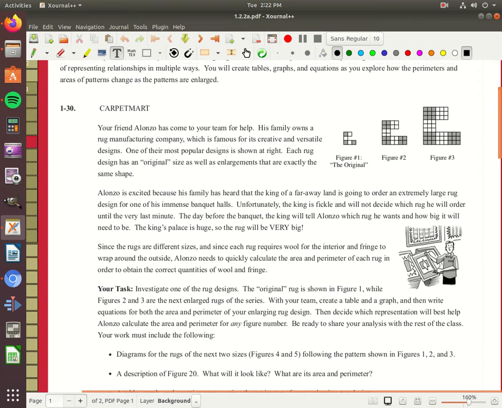So, Carpet Mart. Your friend Alonzo has come to your team for help. His family owns a rug manufacturing company which is famous for its creative and versatile designs. One of the most popular designs is shown at the right. Each rug has its own original size as well as enlargements that are exactly the same shape. So figure 1 is the original, and then it's getting larger.